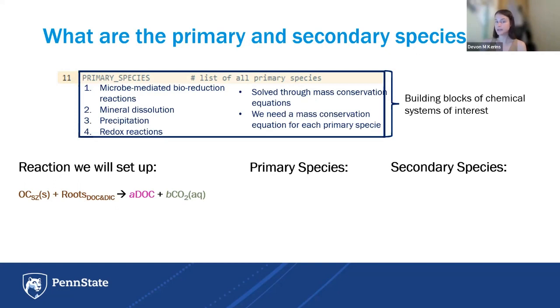So in terms of our primary species, they're going to be the building blocks of our chemical system of interest. So we need to make sure all of our primary species are those that are produced from these reactions. So our primary species include those that are produced from microbe-mediated bioreduction reactions, mineral dissolution reactions, precipitation reactions, if it's going the other way, and redox reactions.